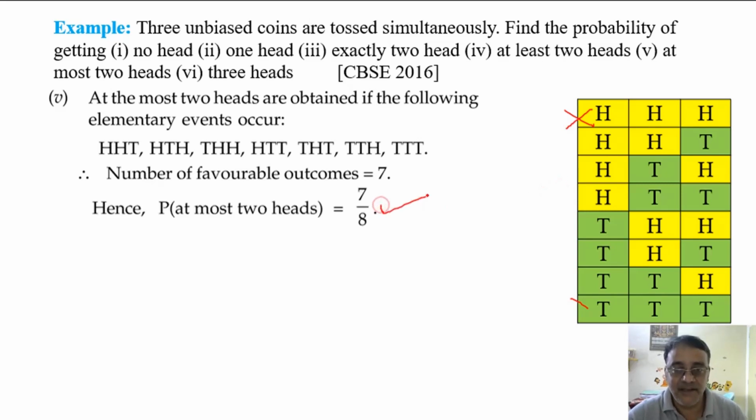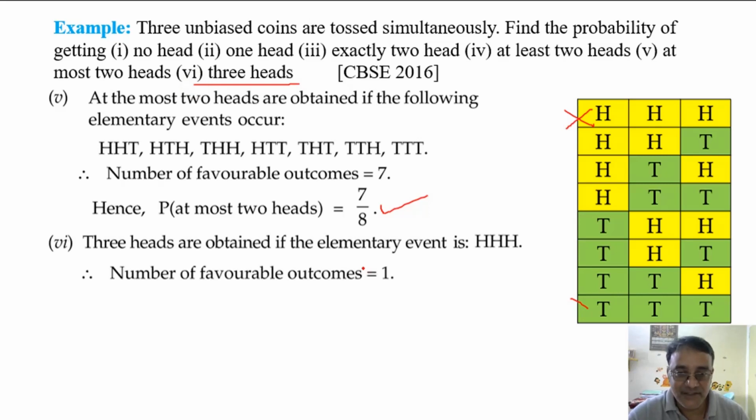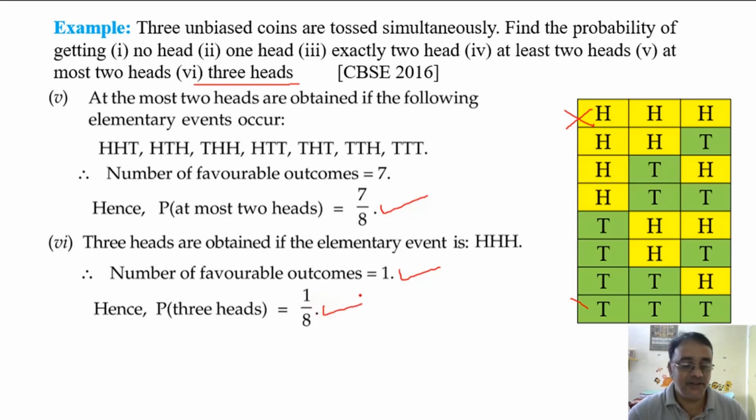Now the last one, 3 heads. How many times are there 3 heads? 1. So the favorable outcome is 1. So what is the probability? 1 by 8. Okay. Any doubt in this question? No, sir.